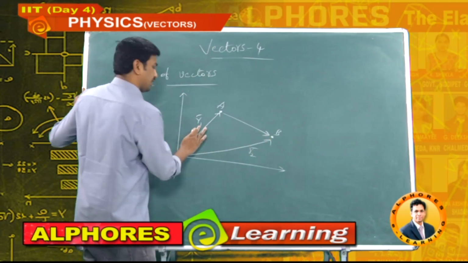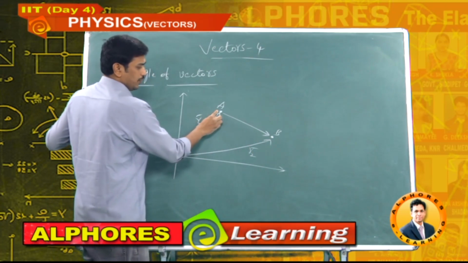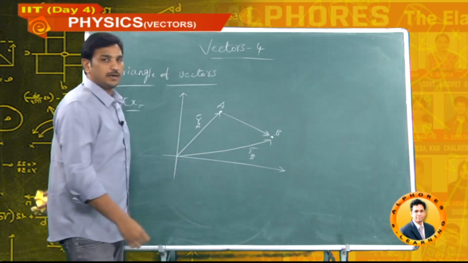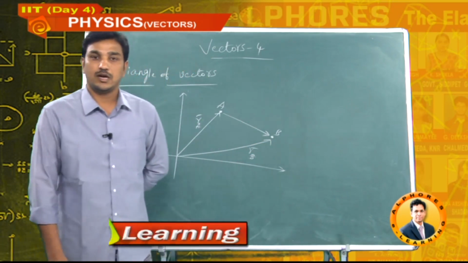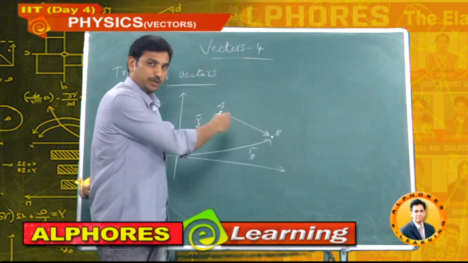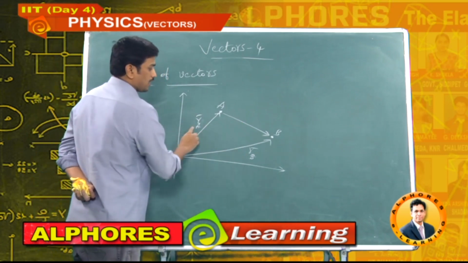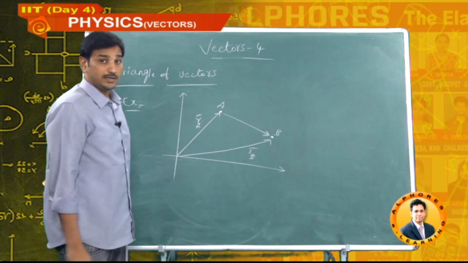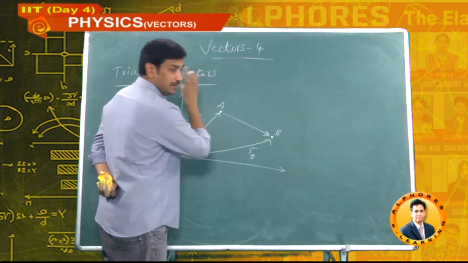R2 bar. Can I call it RA bar? A is the first point, B is the last point. RA bar is the position vector of the particle when it is at position A. RB bar is the position vector of the particle when it is at position B. So RA bar and RB bar are the position vectors of point A and point B. Actually the particle has moved from A to B. Now we should calculate AB.